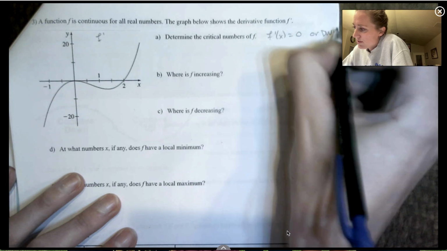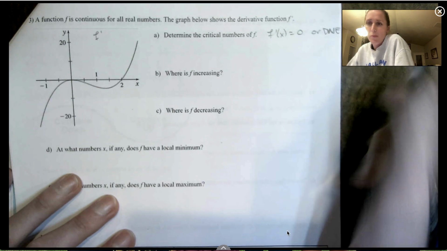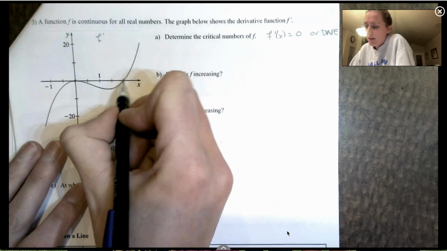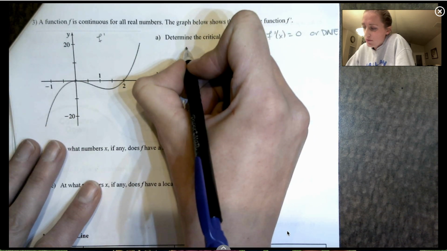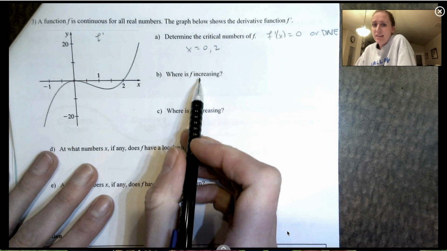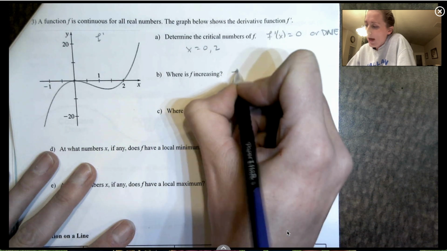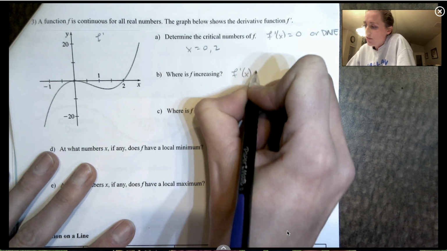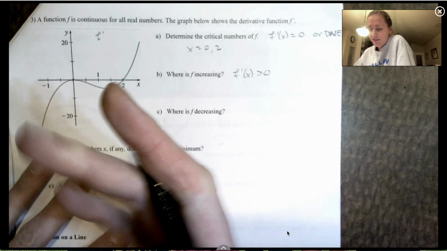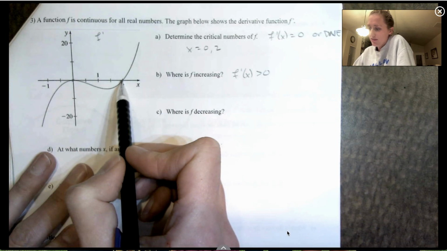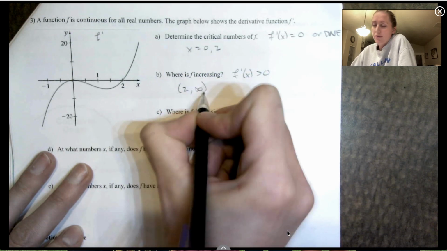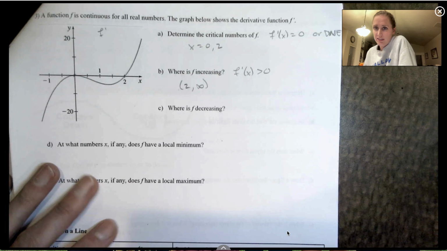This one doesn't have any asymptotes or holes, so there's no spot where it does not exist. But where does this equal 0? Well, right here and right here. So at x equals 2 and 0. Where is f increasing? So f is increasing when f prime of x is positive. So I'm looking for when is f prime above the x-axis. It's only above the x-axis from 2 on. So 2 to positive infinity. Remember, we're using parentheses for all of our intervals of increase and decrease.